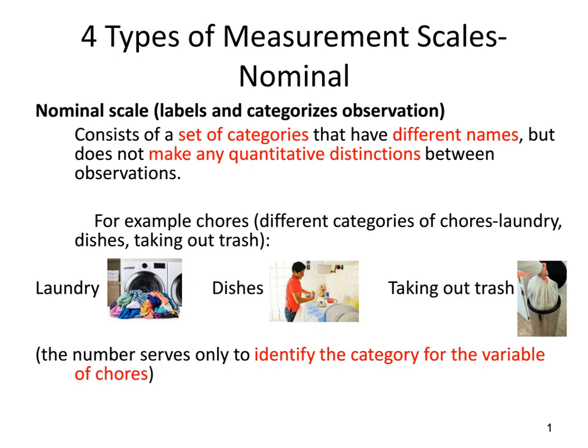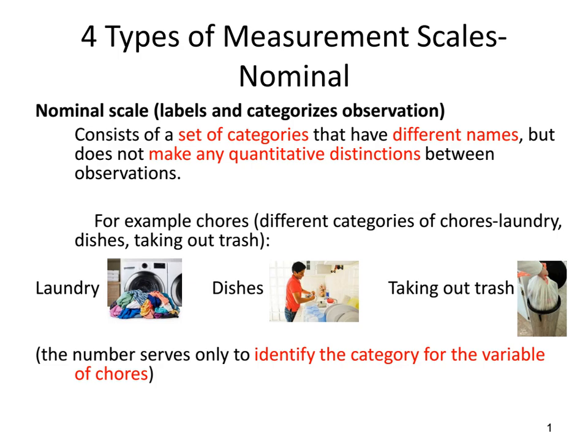We're going to begin with nominal. Remember, a nominal scale labels and categorizes observation. It consists of categories that have different names, but does not make any quantitative distinctions between observations. So for example here, we have 3 types of chores. We have laundry, dishes, and taking out the trash. Notice that there is no quantitative distinction between laundry, dishes, and taking out the trash. They're just different types of chores.